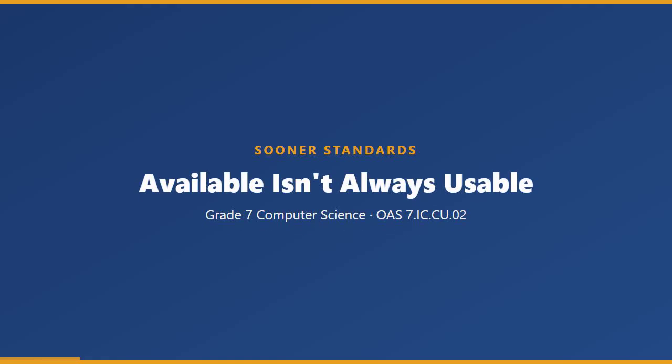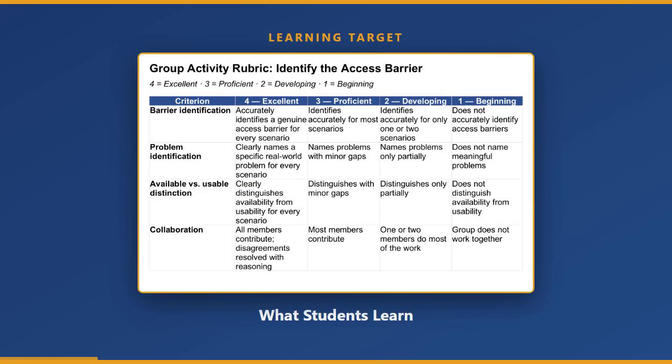From Sooner Standards: Identifying Computing Access Problems for Diverse Users, a complete grade 7 computer science unit for Oklahoma Standard 7.IC.CU.02. Students learn to identify real-world problems related to the distribution of computing resources, distinguishing between technical availability and genuine usability for diverse user groups.